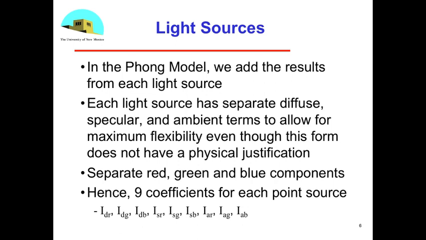So we're going to say that a light source has an ambient component in red, green, and blue. It has a diffuse component in red, green, and blue, and it has a specular component in red, green, and blue. So we need 9 coefficients to identify the light coming from a point source.